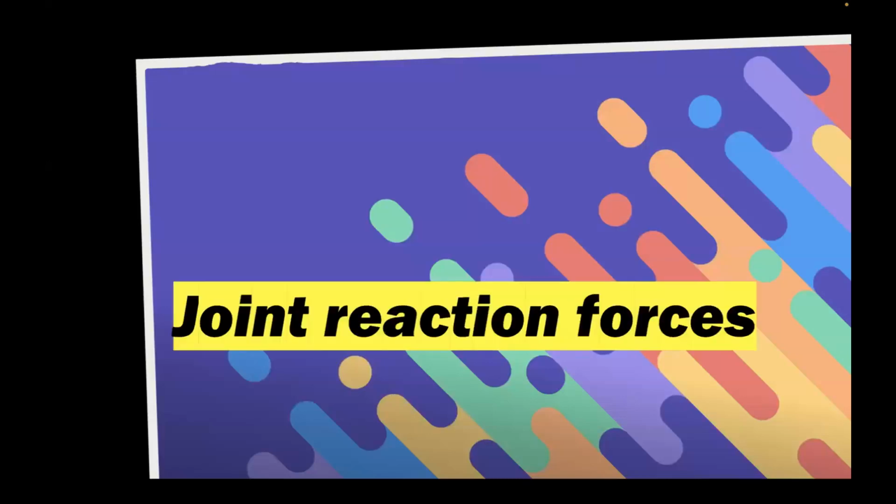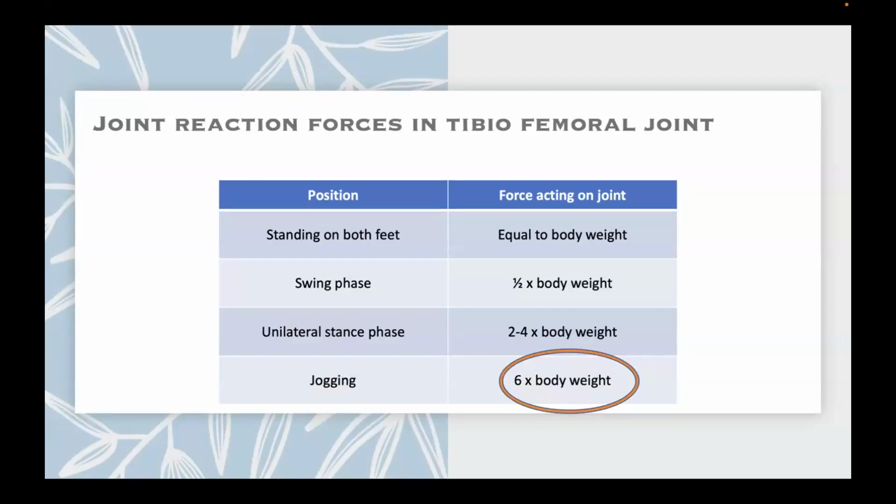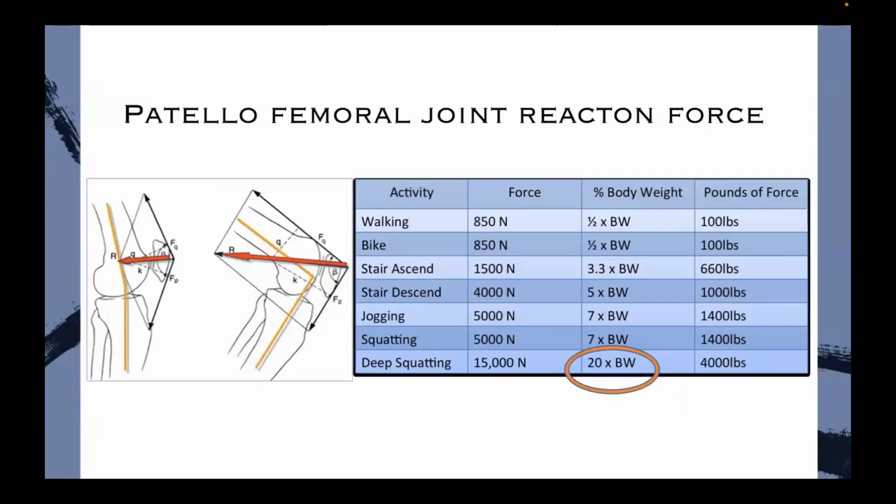So, joint reaction forces. The joint reaction force in the tibiofemoral joint in jogging is 6 times the body weight, so the maximum joint reaction force in the tibiofemoral joint is while running. And regarding the patellofemoral joint reaction forces, the maximum joint reaction force occurs in deep squatting, which is 20 times the body weight.